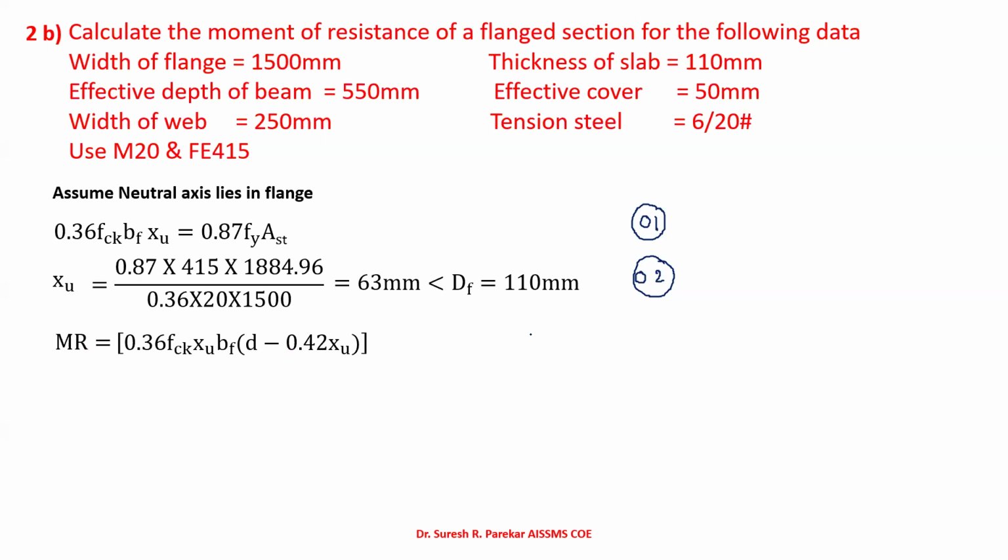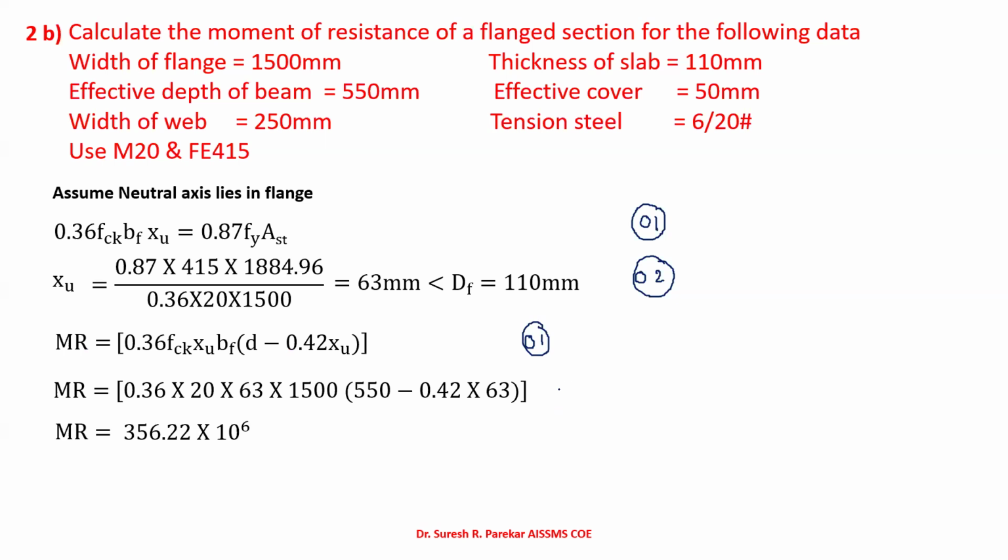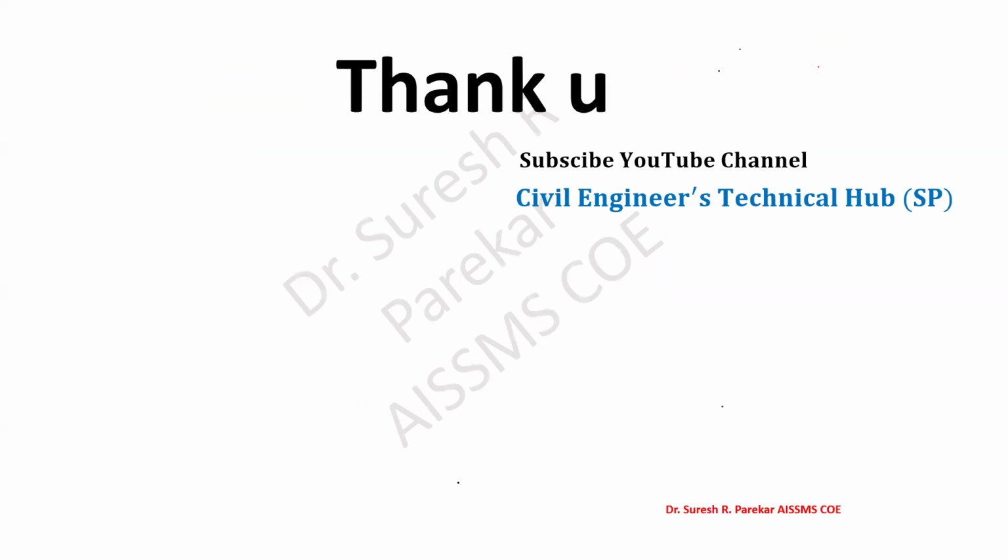So we have again 1 mark for this. Then substituting all these values, we are going to get 356 kilonewton meter. So we have 4 marks for this. Sometimes this happens. So you have the neutral axis in the flange, and this question becomes very easy for 8 marks. So depending upon the problem, we have this value of MR.